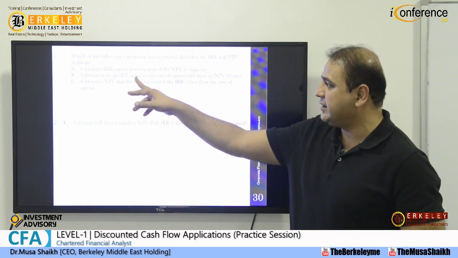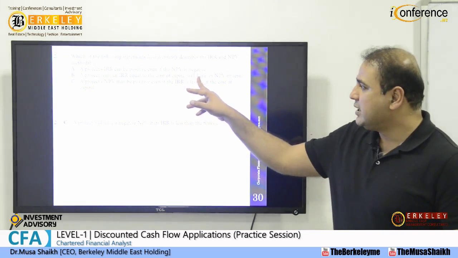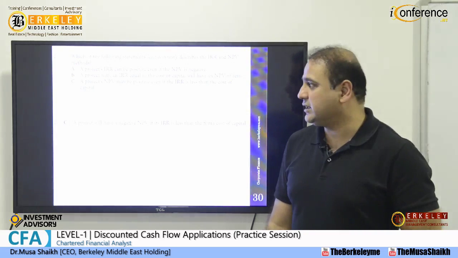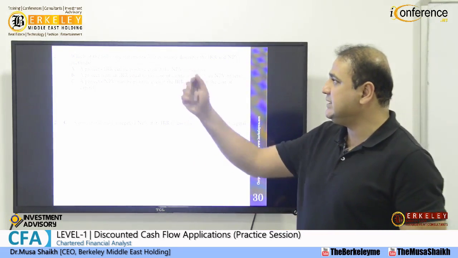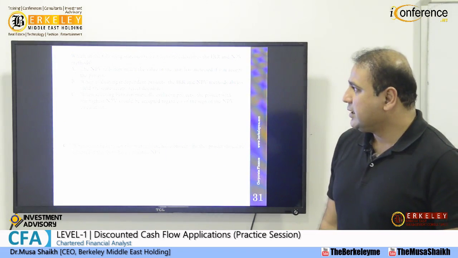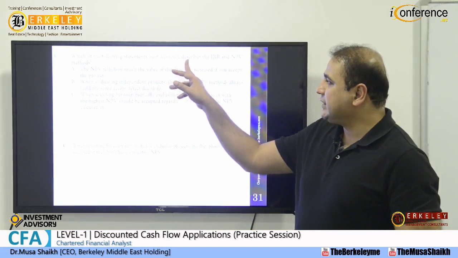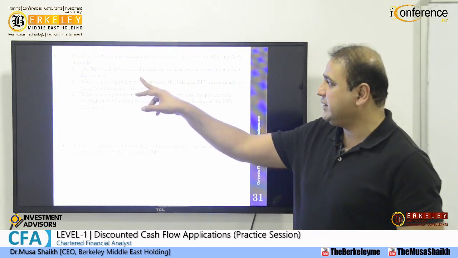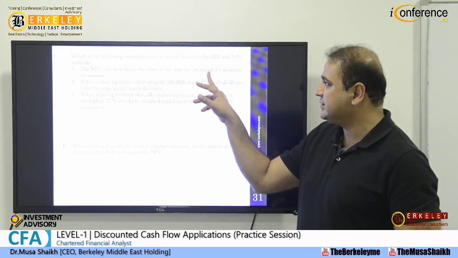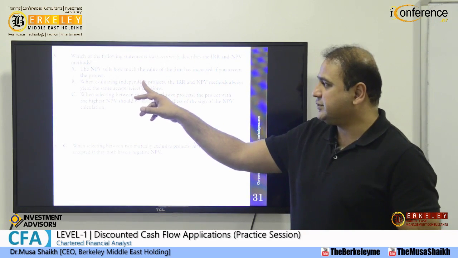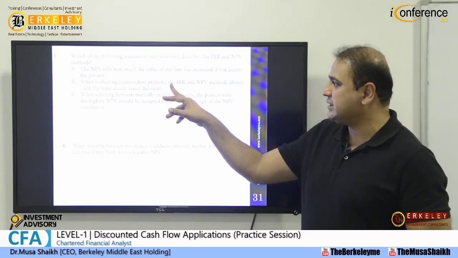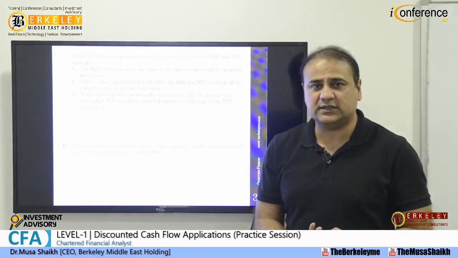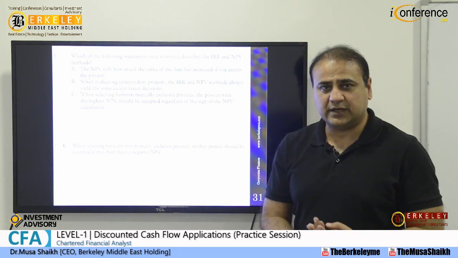A project with an IRR equal to the cost of capital will have an NPV of 0. That is obvious. So C is the right answer, which is the least accurate information. Another question: which of the following statements least accurately describes the IRR and NPV methods? NPV tells how much the value of the firm has increased if you accept the project. It's true. When evaluating independent projects, the IRR and NPV methods always yield the same accept/reject decision, because independent projects are not dependent on each other.